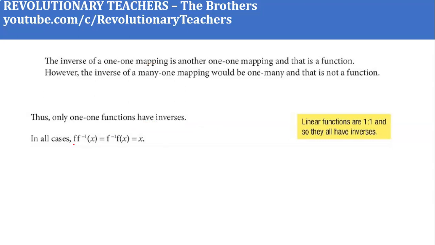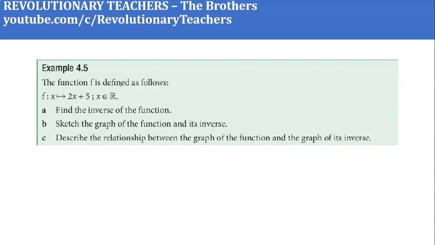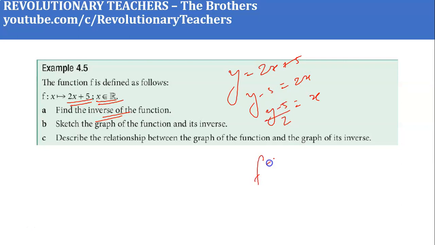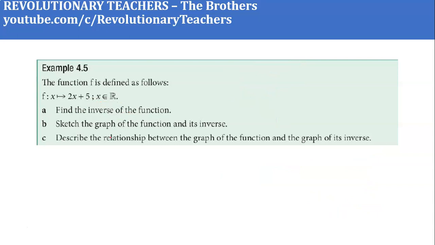See, f of f inverse x equals f inverse of f x, and you will get the value x. Linear functions are 1-1, and so they all have inverse. Very important. The function is defined as f x equals 2x plus 5, and x belongs to real numbers. Find the inverse of this function. So y equals 2x plus 5, y minus 5 equals 2x. So x would be (y minus 5) upon 2. So f inverse of x would be (x minus 5) upon 2, or you can say x by 2 minus 5 by 2.